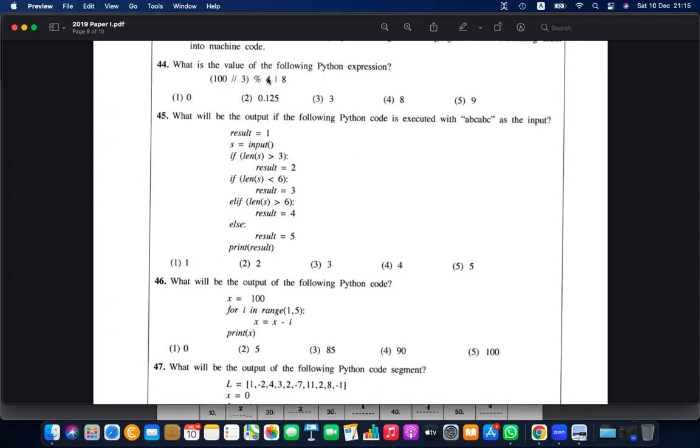100 floor division by 3, integer division, is 33. Modulus by 4, what is remaining? 32, you have 8 and remaining 1, so 1 is here. 8 is 1000, and 1 is 0001. If you OR 1000 and 0001, that is 1001, which is 9.